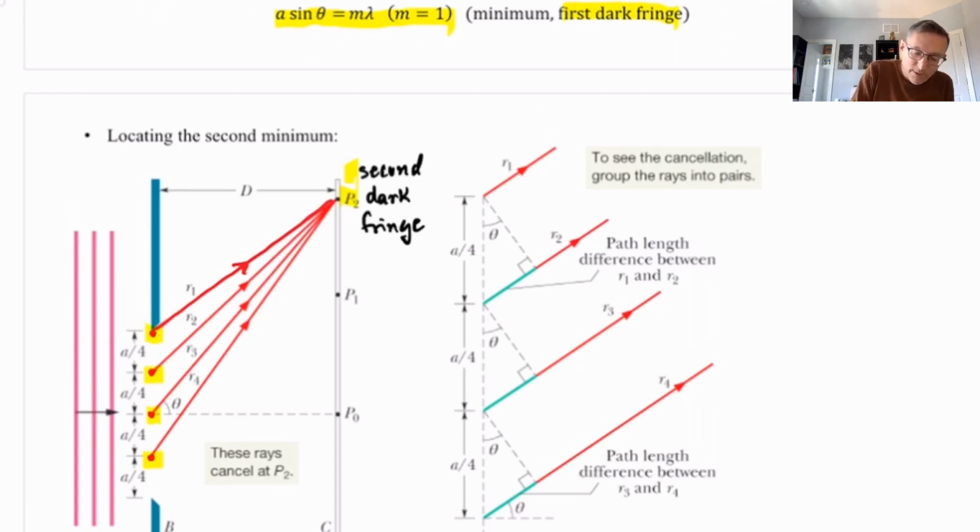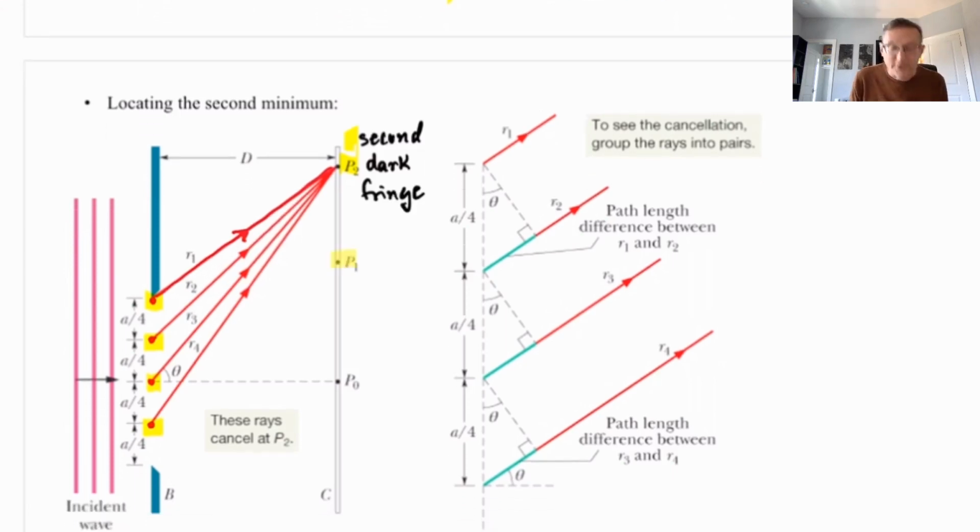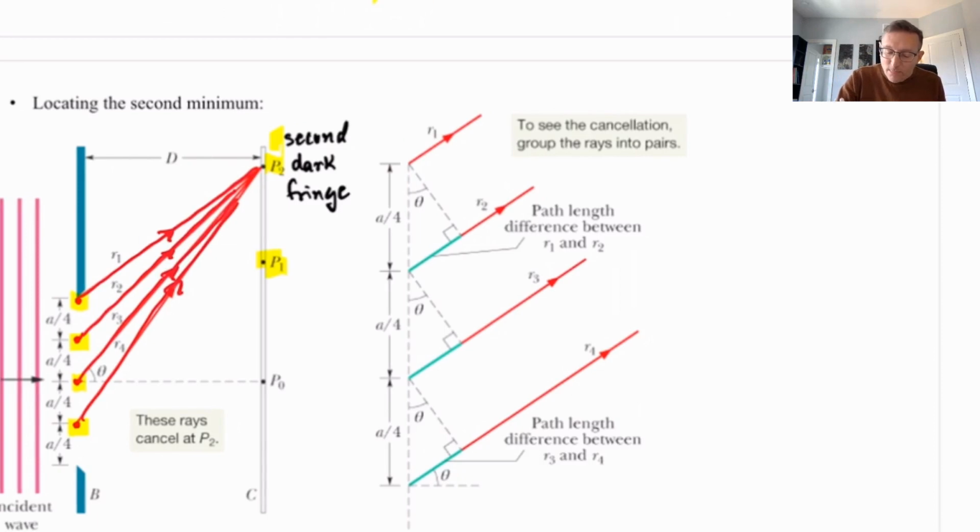Okay? The point P1 located the first dark fringe. I'm now locating the second one, P2. And so you take the rays R1 and R2 and R3 and R4, all converging at point P2. And if you want it to be a dark fringe, then here's what has to happen. You get cancellation by grouping the rays in pairs.